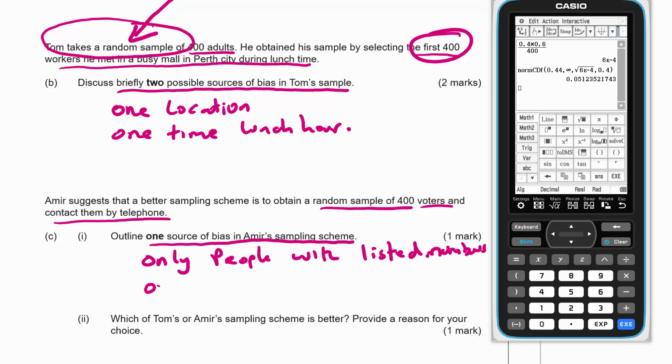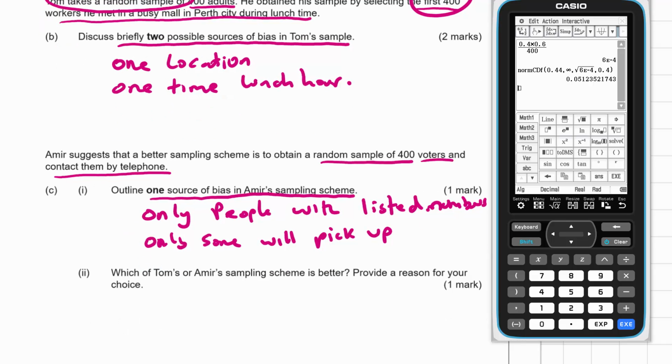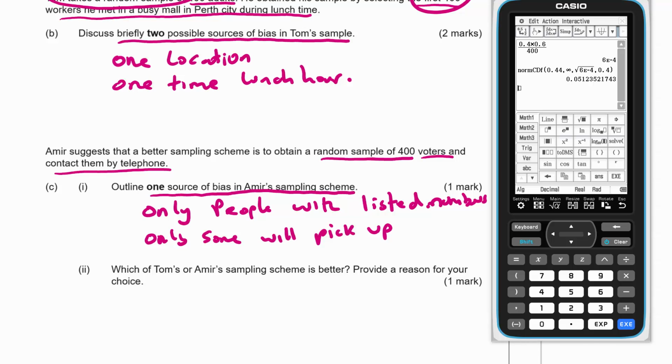and only some will pick up, and therefore there will be a certain amount of self-selection as well, because even some who pick up won't actually answer the questions. So there's a couple of potential sources there.